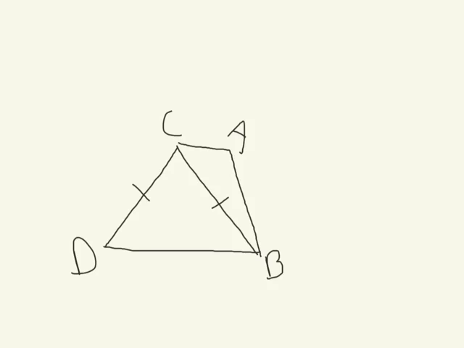So here we have an odd-looking figure that actually consists of 2 different triangles. We have triangle DCB, and we also have triangle CAB. Now, I would like to know how to classify these 2 triangles. Please go ahead and pause the video and give me your answer.